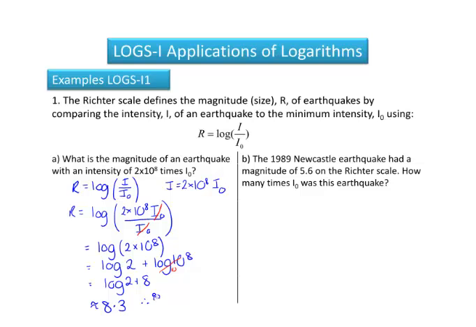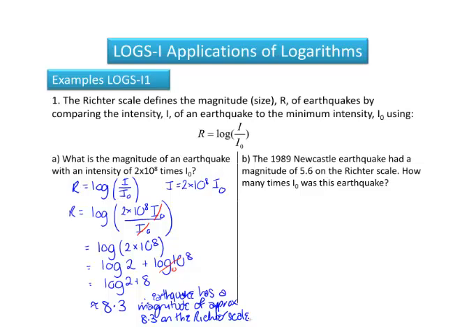Therefore, the earthquake has a magnitude of approximately 8.3 on the Richter scale. Okay, now let's look at the next one.